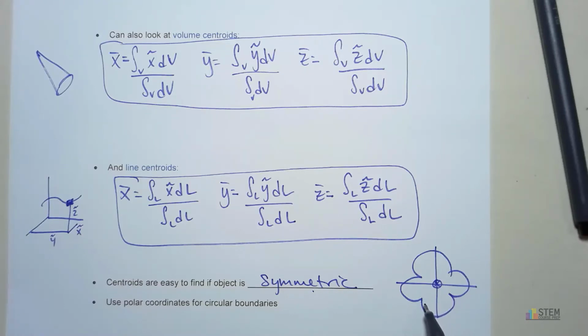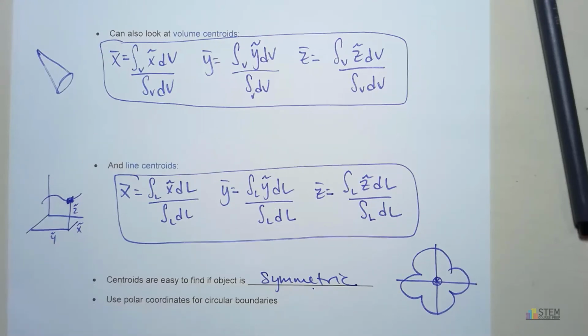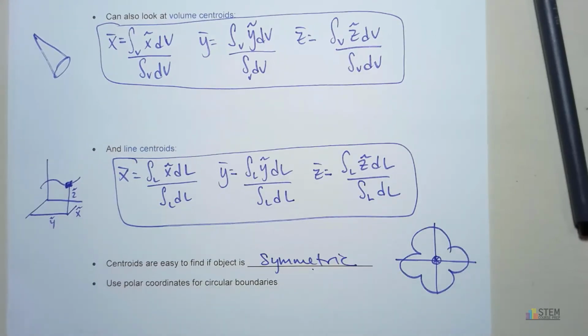And then one more thing I want to point out: if you've got circular boundaries, so if you're doing a circle or a semicircle, something like that, polar coordinates will be your friend. You want to use those polar coordinates. All right. So let's stop this video here. We'll pick it up in the next one with an example.